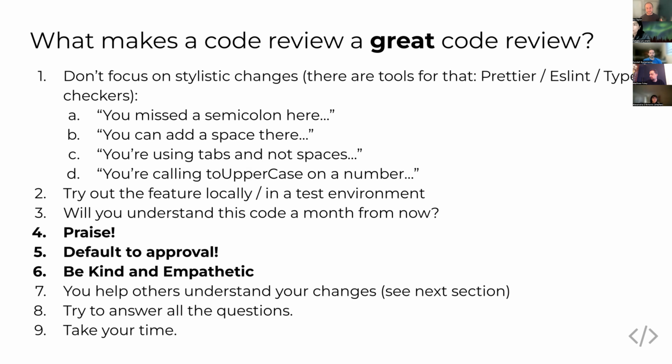Number 4, 5, and 6, I think, are super important. Radiate positivity, give praise, be kind and empathetic, and usually default to approval, right? You'll notice in GitHub there are 3 options: comment, approve, or request changes. I think defaulting to approving means that you trust your teammates to address the feedback, and whenever that feedback is addressed, they can merge. That's a preference thing, not something you always have to do. But I think it instills a sense of trust in your teammates.